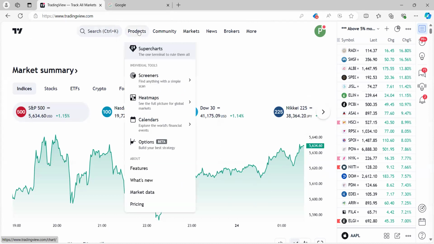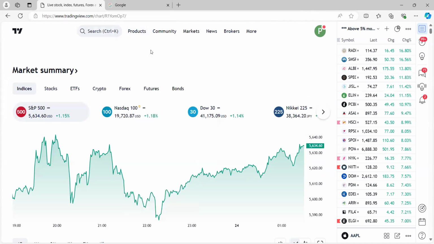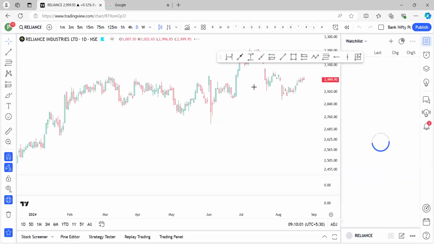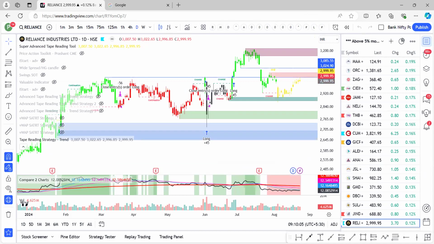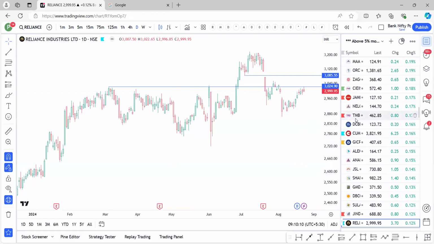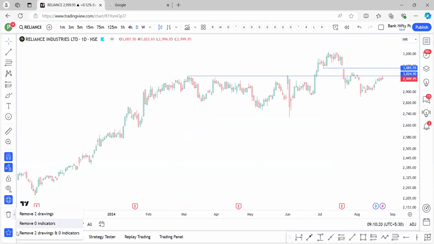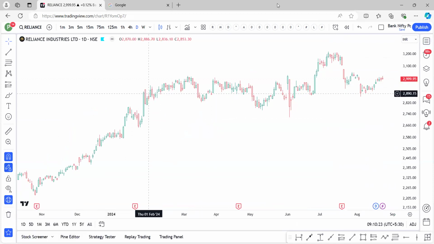From here, go to products and click on supercharts. When we click on supercharts, the chart will open. Okay. I'll remove everything from the chart. And this is a simple chart without anything. This is how the chart appears.